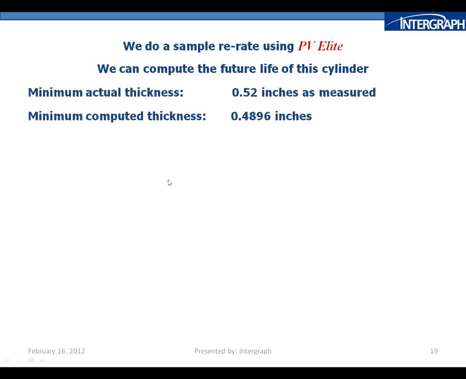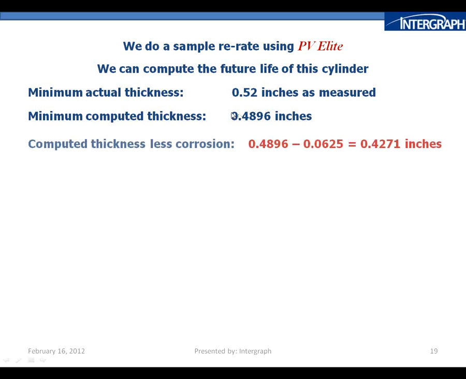The minimum computed thickness according to PV Elite, this is minus the corrosion allowance, is 0.4896 inches. The minimum thickness as measured when the inspector went in the vessel and did the calculation using API 579, he determined that the thickness was actually 0.52 of an inch. So that's thicker than that, and the difference we have available for future corrosion allowance.